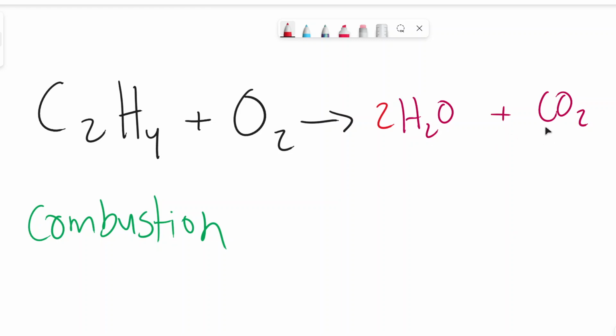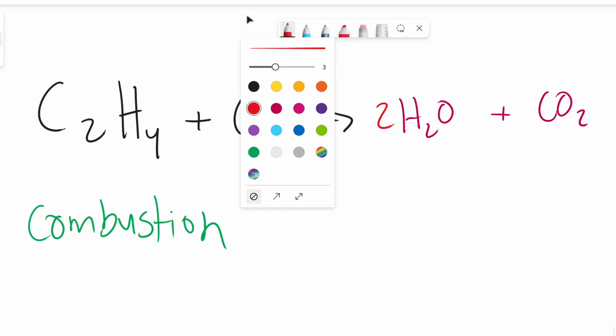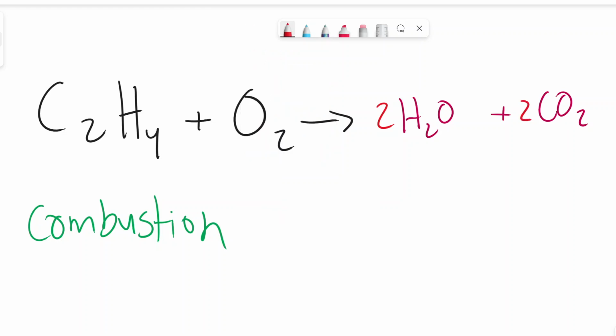And we're not going to look at the oxygens yet, because typically you want to do the oxygens last. Instead, we're going to look at the carbons. So there's 2 carbons. So that means we need to put 2 carbons on this side as well. Now we can look at the oxygens. So we distribute the 2 to the oxygen, so that's 2. And on this side, it's going to be 4. So 4 plus 2 is 6. Now we have 2 oxygens on the left side. And to get 6 divided by 2 is 3. So we're going to put a 3 on the left side here.